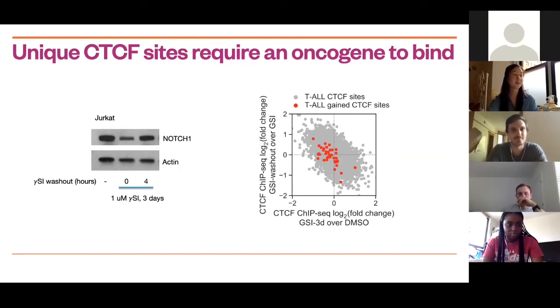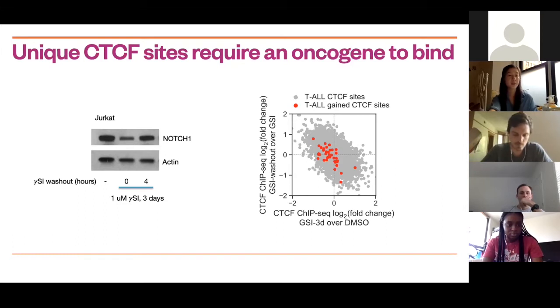But anyway, if you inhibit this bad gene, which is known as Notch1, shown in the middle band, you can see the level of Notch1 is much more decreased compared to the first. What we found is that a lot of these uniquely gained CTCF sites disappear. And then if we recover Notch1, like you see in the third band, a lot of these unique CTCF sites come back. So from this, we inferred that you need Notch1 there in order for these unique CTCF sites to actually bind.